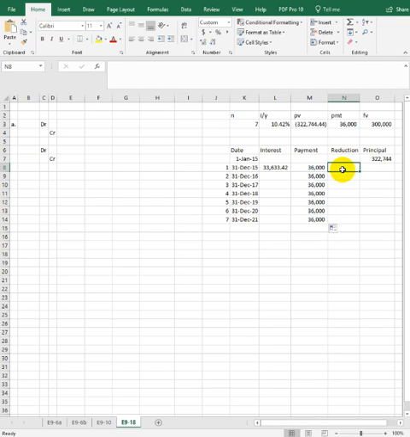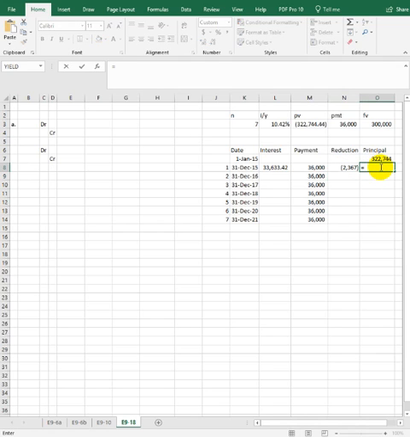So then the reduction is going to be the reduction in principal. So we're working our way towards 300,000 in this case. So this is a premium bond. They want 10.42% in the market, and we're paying them 12%. So they're pretty happy to pay us extra for that. So here we're going to take the interest portion minus the payment portion, and that gives us a reduction of 2367.